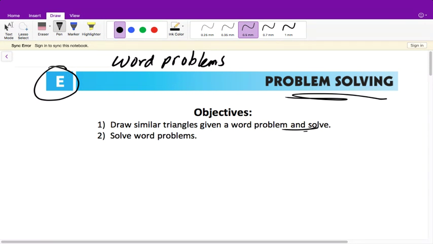Sometimes you have to draw them, sometimes you won't. Sometimes the images will be drawn for you already, but if they're not, you will need to draw them. And then the other thing is we will have to solve the word problems. We'll have to figure them out.